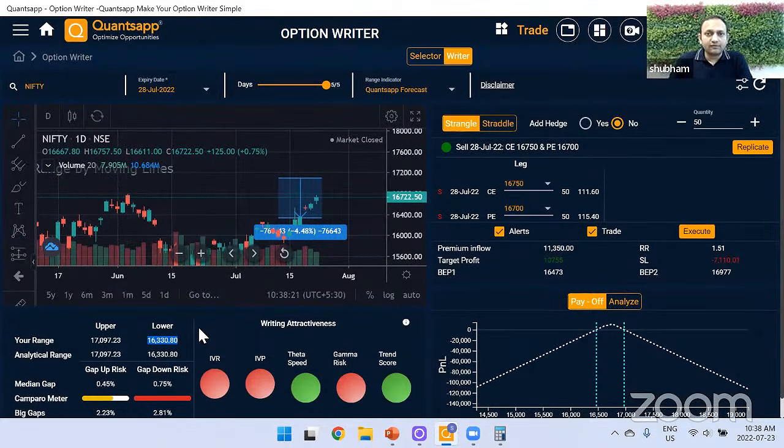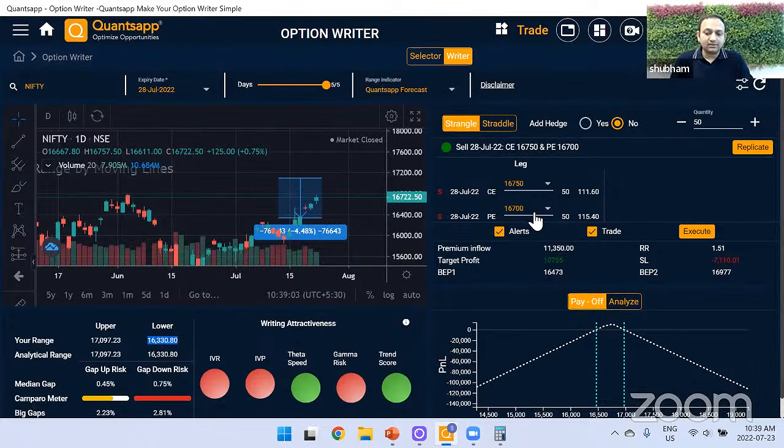I need to find which strike will give me the maximum profit. In this case, the algorithm tells me that if this is the range, 17,097 on the upside and 16,330 on the downside, the strategy we should be executing is a 16,750 call sell. It is asking you to come inside the range and sell an ATM call option, 16,750, instead of 17,100, which people might expect. And on the downside, 16,330 was the lower range, so it is telling me to sell a 16,700 put option.